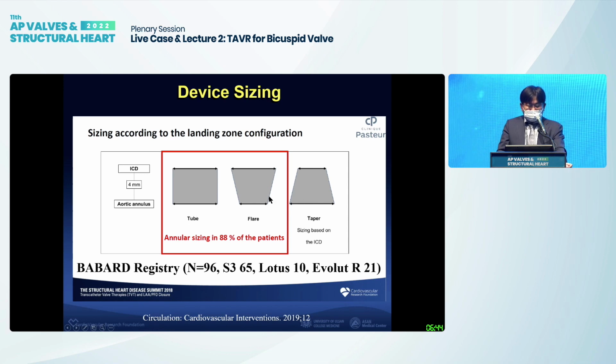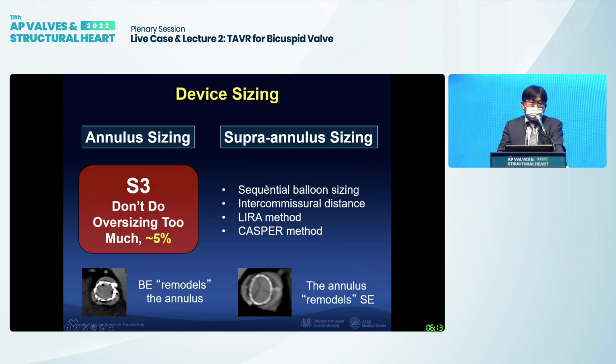So if bicuspid aortic valve were frequently the tapered type, we would have to make device sizing based on the supraannular structure. But based on the CT data from the Barbanti registry, most bicuspid aortic valves, opposite to our previous idea, are tubular type or flare type, composed of almost 90%. Only 10% show the taper type. So I believe that at least for the balloon expandable device, the conventional annular sizing would be okay.